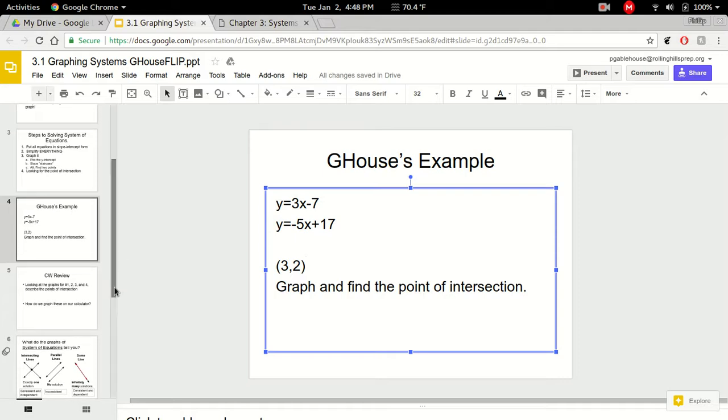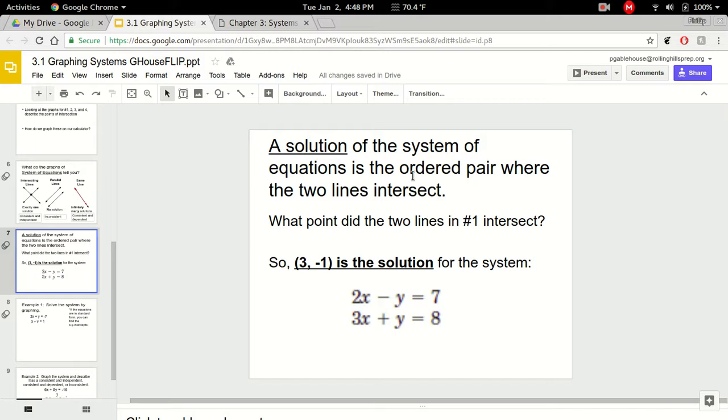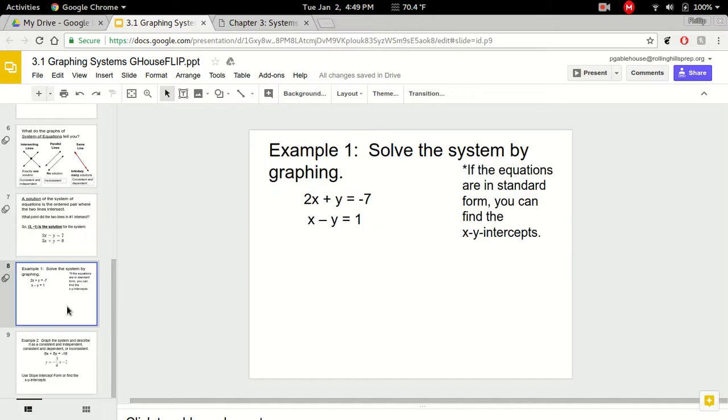So the solution of a system of equations is the ordered pair where the two lines intersect. So it's the coordinates of the intersection. And this is an example off the classwork, and we'll come back to that one later. So let's move on to the two examples now, and we'll finish up with those.